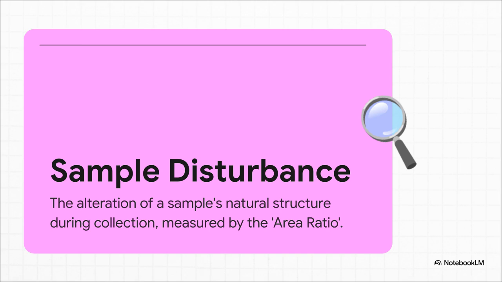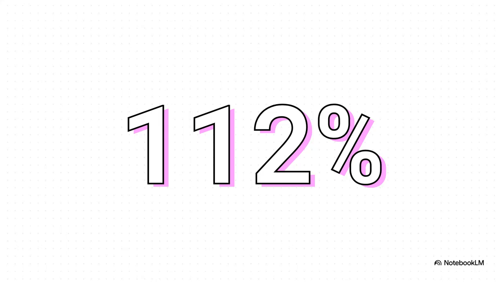And it's not just a vague idea, they actually measure it with something called the area ratio. Okay, get ready for this. A sample is considered highly disturbed if its area ratio is over 20%. So, what's the ratio for that standard split spoon sampler we just talked about? 112%. Yeah, you heard that right. That tells you just how much it messes up the soil, and it's exactly why you need that gentle Shelby tube for the really important tests.